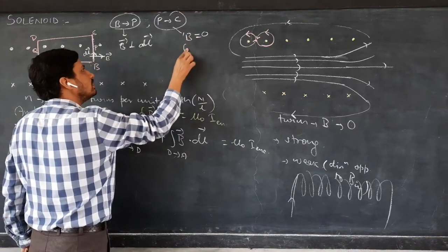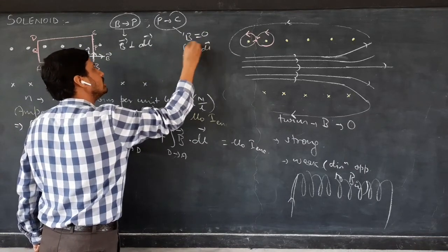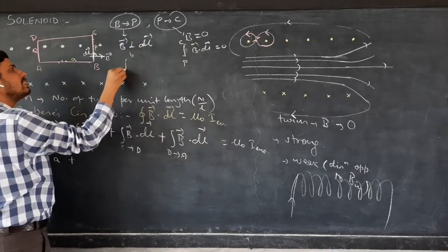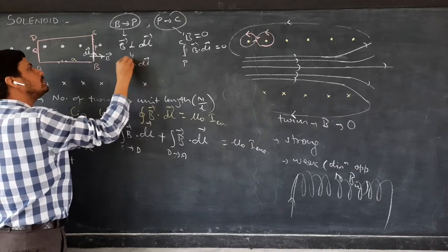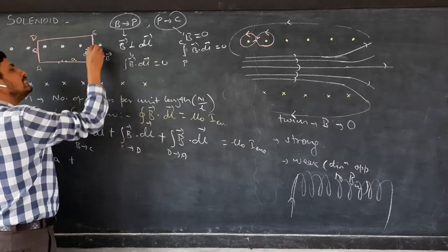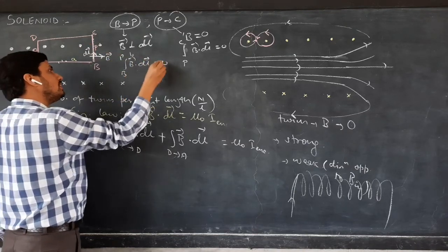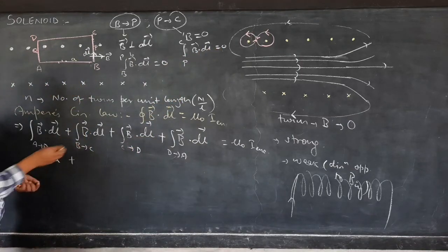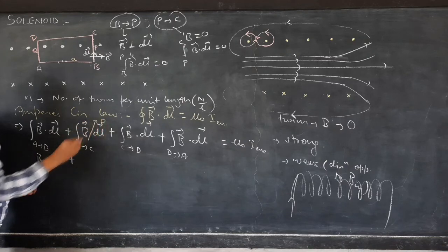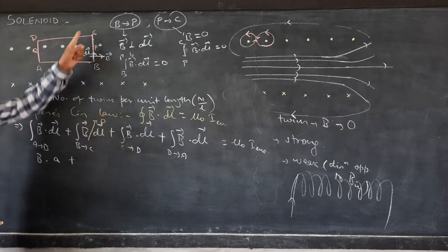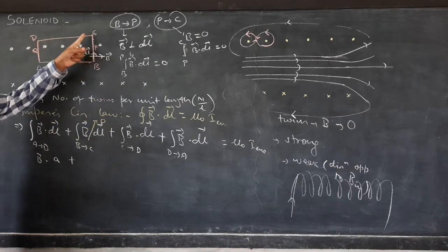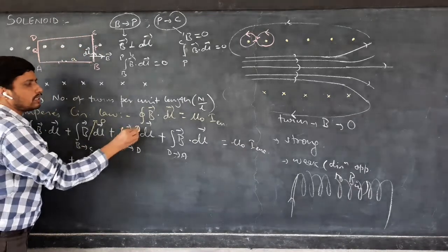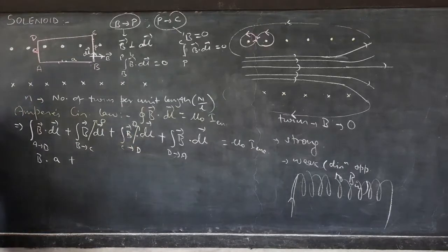That's why the integral of B dot dl is 0 from P to C, and that's why the integral of B dot dl is 0 from B to P. So both these integrals are 0. So 0 plus 0, the total will become how much? 0. So this integral becomes 0. Now B dot dl from C to D, students, you can guess easily, all these points from C to D lie outside the solenoid. That's why B is 0, hence B dot dl will also become 0.